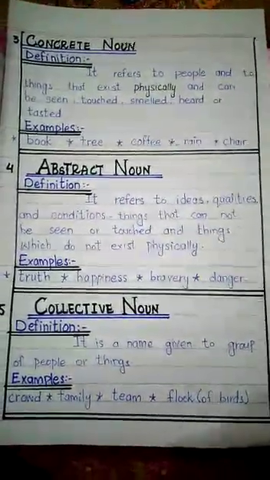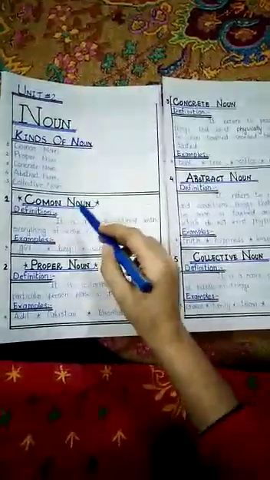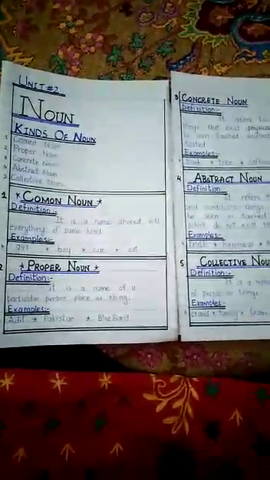So here we have done the noun. Here it was all about the noun, the kinds of noun: common noun, proper noun, concrete noun, abstract noun, and collective noun. Inshallah, we will continue the exercises related to these kinds in the next video.